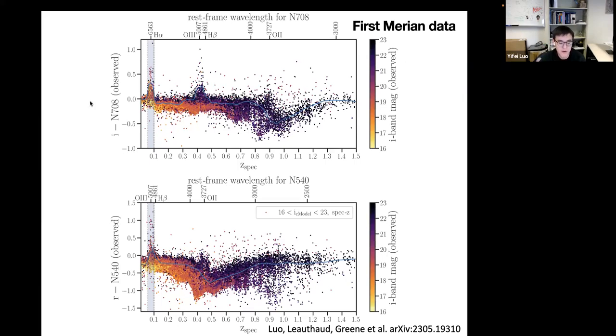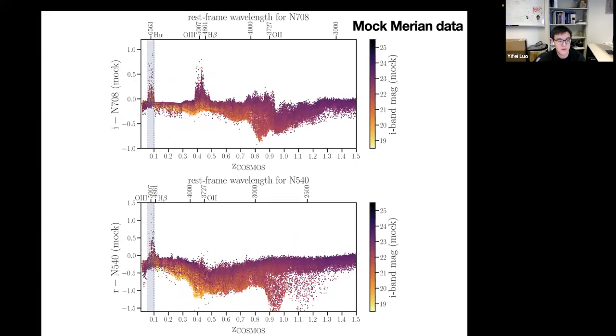This is the first set of real Merian data, shown in the same way as the mock photometry I showed before: I-N708 and R-N540 as a function of redshift. These are real galaxies, real photometry, and real spectra. They are actually spectroscopic redshifts from the GAMA survey and COSMOS. So you see we are probing those flux axes pretty well for the Merian redshift range, just to give you an idea compared to our mock.